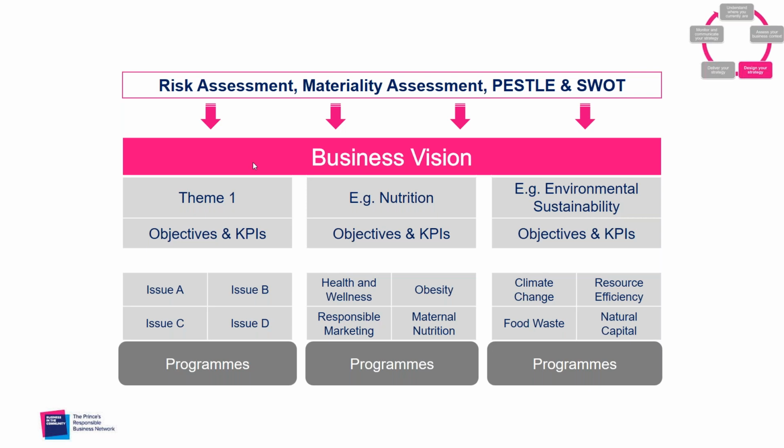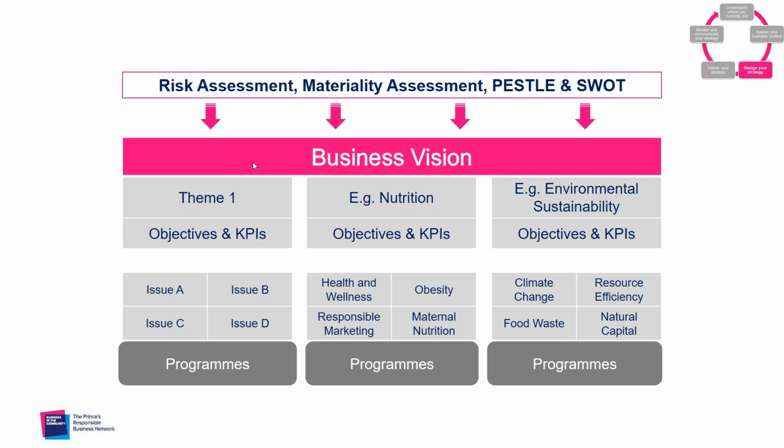So the first thing is that the issues from your materiality matrix can be grouped into themes, which can then become the pillars of your strategies. So for example, we've got nutrition, we've got environmental sustainability on the slide there. Really important point here is that whatever strategy you come up with, whether it's your one business strategy or whether it does end up being a CR strategy, it needs to be aligned to the core business vision. So the business vision will sit on top of whatever material themes, pillars that you come up with.